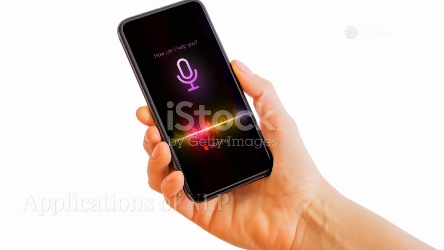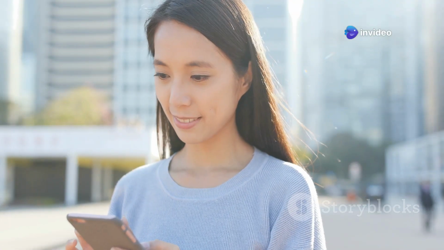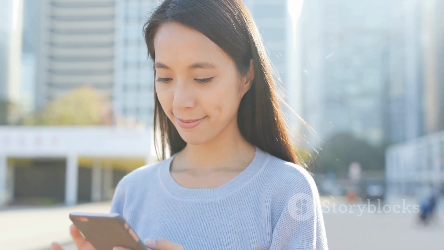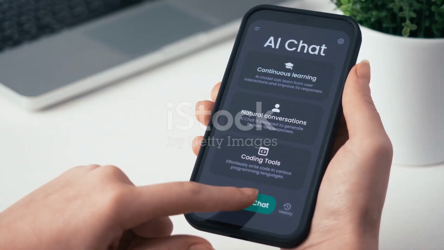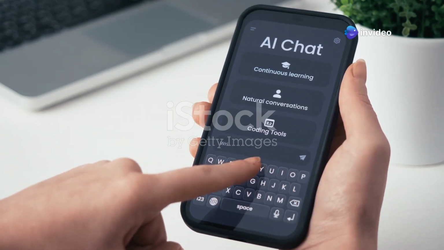So where do we see NLP in action today? NLP powers virtual assistants, helping you set reminders, send texts, or get directions all through voice commands. It also helps with translation services, turning foreign text into something you can understand instantly, whether it's for travel or business, and chatbots in customer service use NLP to answer questions and solve problems, all without needing a human representative.